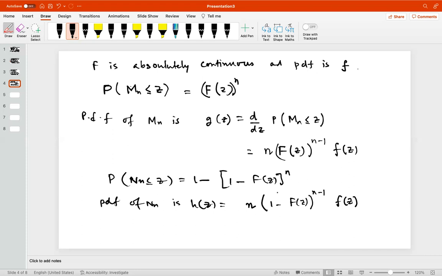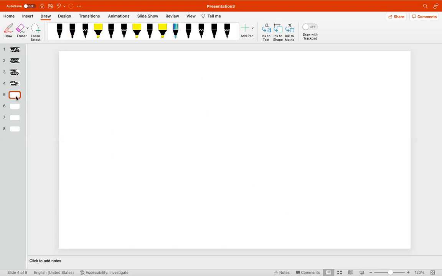So it is just n into 1 minus F(x) whole to the n minus 1. So this is the density function of the minimum value, and that is the density function of the maximum value. This is a very, very important thing. This is some function of the maximum and minimum of some n random variables.